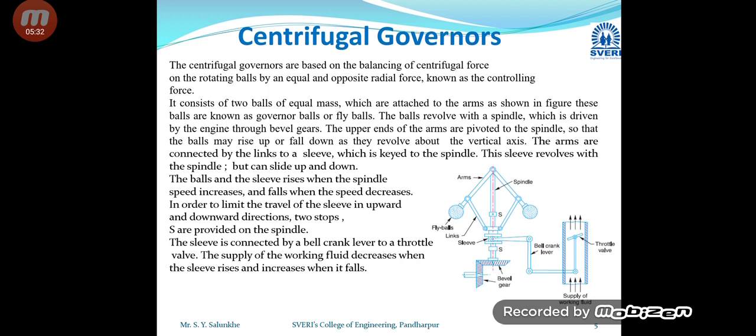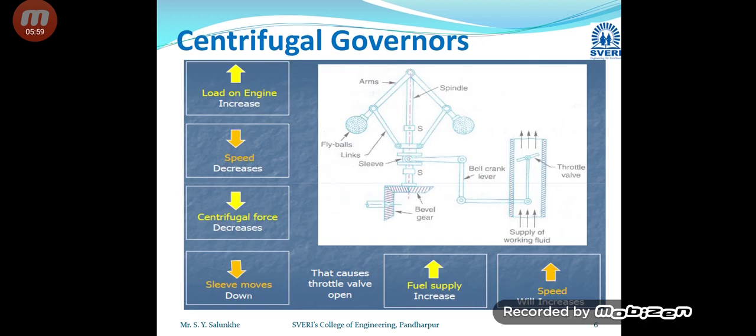Whereas if the centrifugal force is reduced, that is, the speed is reduced, the sleeve will get displaced in a downward direction, the arms will come inside, and hence the fuel supply to the engine will increase. In this way, the fuel supply to the engine is automatically governed by this type of governor. All the other terms in this governor, we are going to see later on.